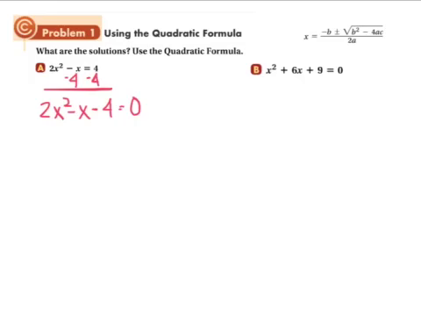The next step is to identify your A, B, and C. A, B, and C are just coefficients. A is your coefficient on x squared, so in this case, A is 2. B is your coefficient on x, that is -1. And C is your constant value, which is -4.